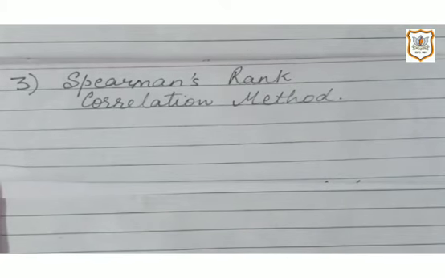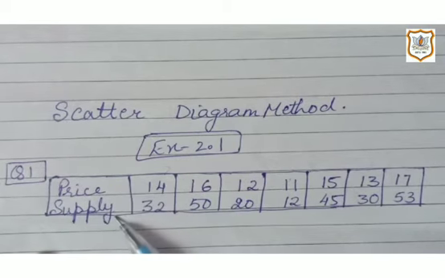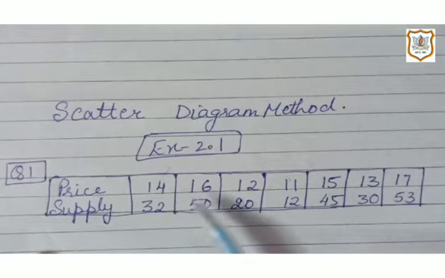In this, we give ranks to the values of the variables, and then by using the formula, we find the rank correlation coefficient. Now let us solve the sums based on the scatter diagram method. Let us do our exercise 2.1. This is question number 1 of your exercise 2.1. Here the values of the price and the supply are given to us. We will draw the graph of these values and then we will find the type of correlation.